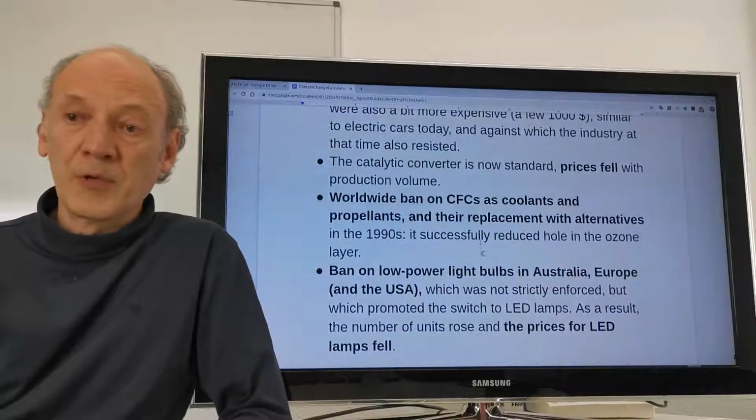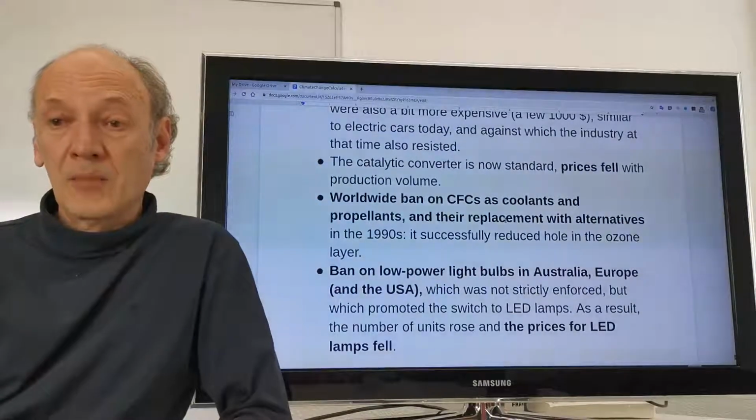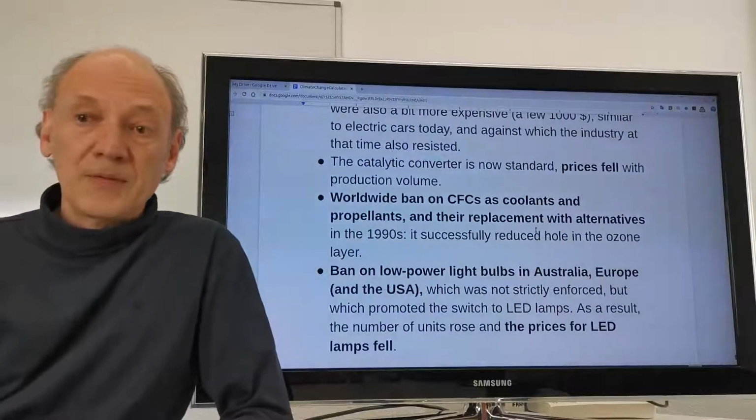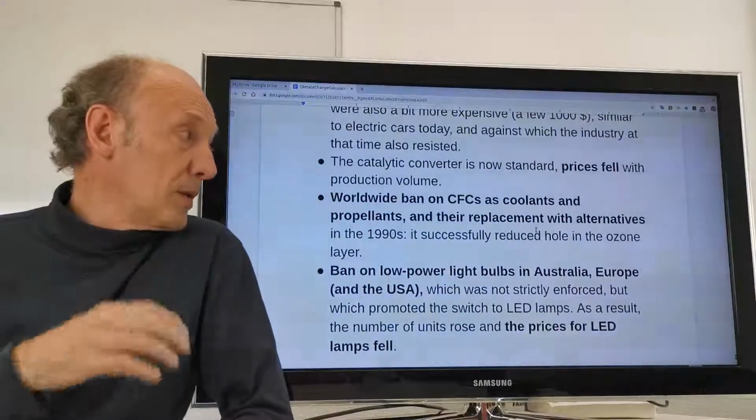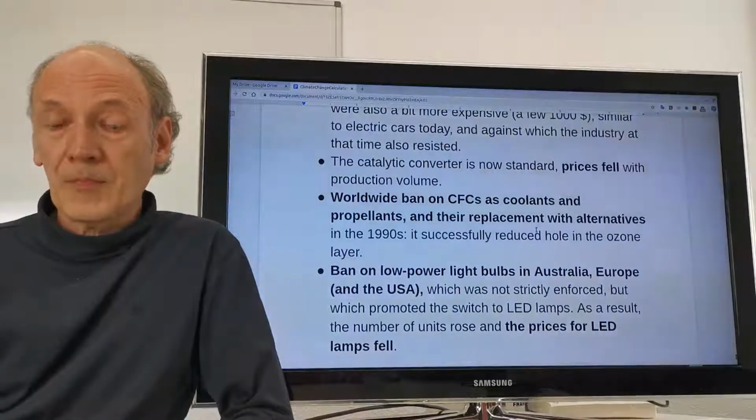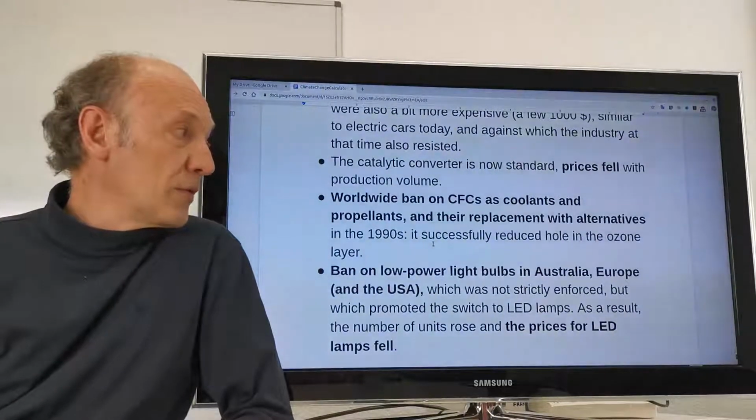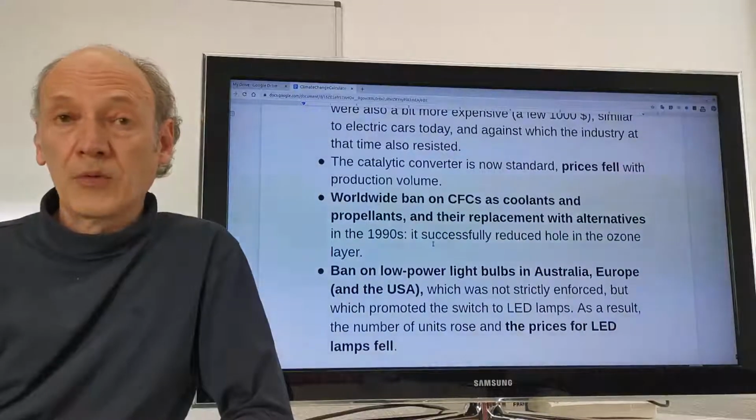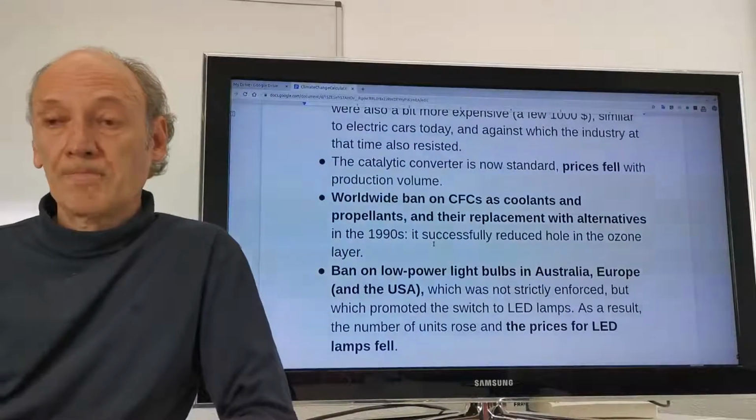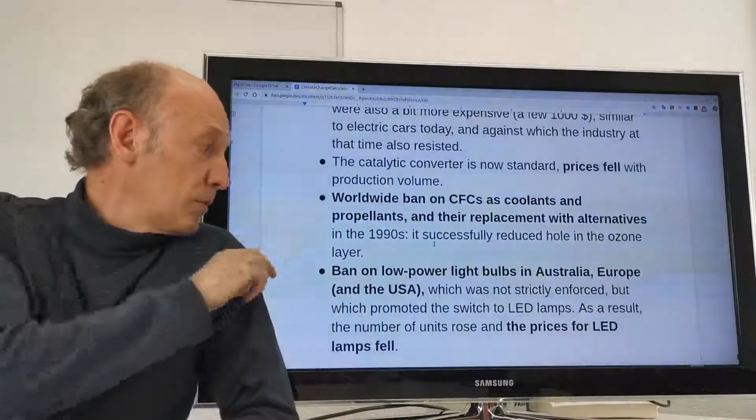Next example is a worldwide ban on CFCs as coolants and propellants and their replacement with alternatives. Right? So this is for refrigerators, for instance, or air conditioners. This was in the 1990s, and this successfully reduced the hole in the ozone layer. So the ozone layer is actually since then closing, and it's almost as good as in earlier times now. So this was actually quite a good success.